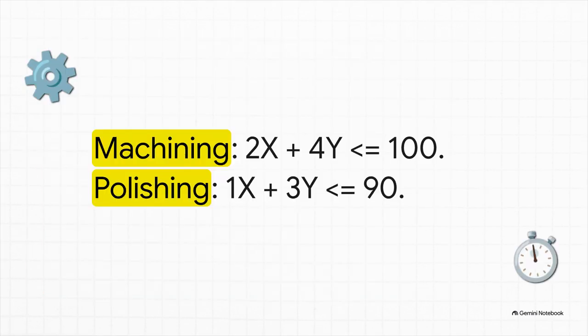And this brilliantly illustrates how we turn words into math. From our strawberry company data, the small model X needs 2 machining hours and the large model Y needs 4. But the factory only has 100 machining hours available in total. So our machining constraint equation is 2X plus 4Y is less than or equal to 100. Similarly, for the polishing department, X takes 1 hour and Y takes 3, with only 90 hours available total. So our polishing constraint is 1X plus 3Y is less than or equal to 90. See, you just add up the time consumed by each variable and cap it at the maximum limit.